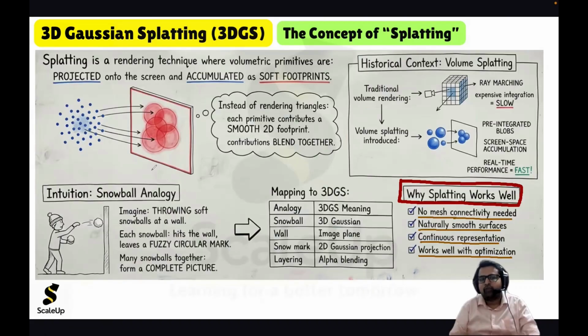It makes sense also: with millions of 3D Gaussians, if we keep on changing their look and feel, the size, shape, and orientation, it will affect the generated image. And we'll keep on doing it until the rendered image is very similar to the original image. So splatting works very well with optimization.